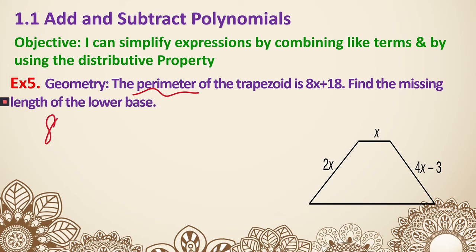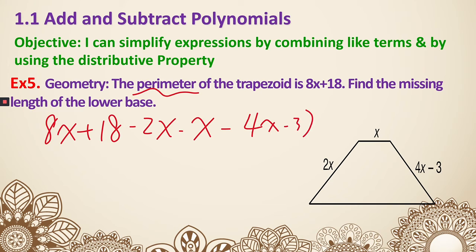So here's how we set it up. 8x plus 18 minus 2x minus x, then minus (4x minus 3). The reason I put it in parentheses is because 4x minus 3 is together. That whole thing is being subtracted. And since there is a negative sign in the front with parentheses, make sure you draw these lines to indicate to yourself that we need to make sure that negative sign goes into everything inside the parentheses.